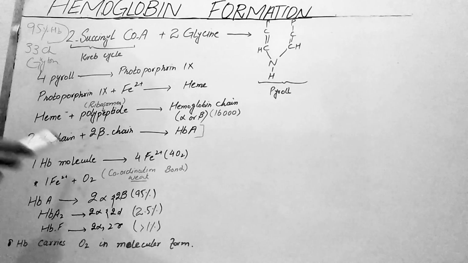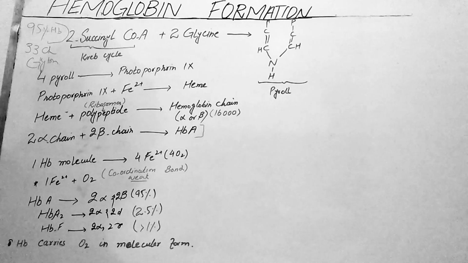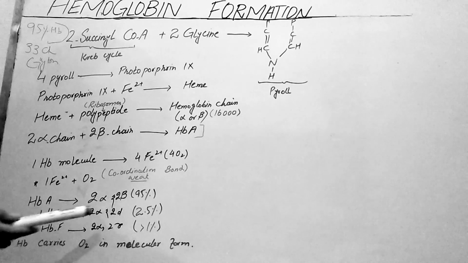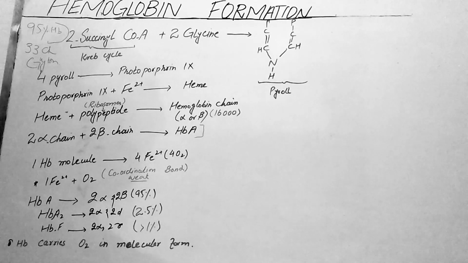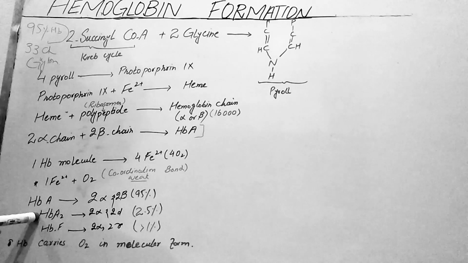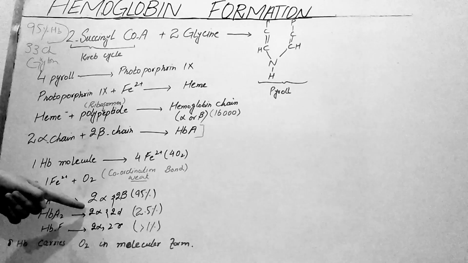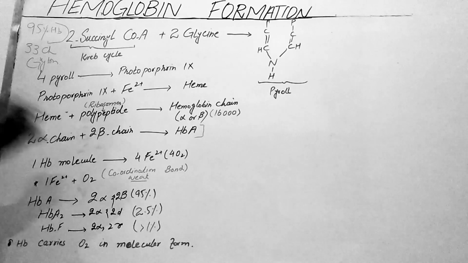Now there are 3 types of hemoglobin inside our body. The main concentration of hemoglobin is in the form of hemoglobin A, which contains 2 alpha and 2 beta chains, and it's about 95%. Now the second type is hemoglobin A2. This hemoglobin A2 contains 2 alpha but 2 delta chains.